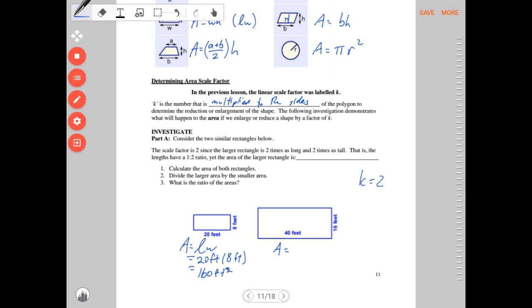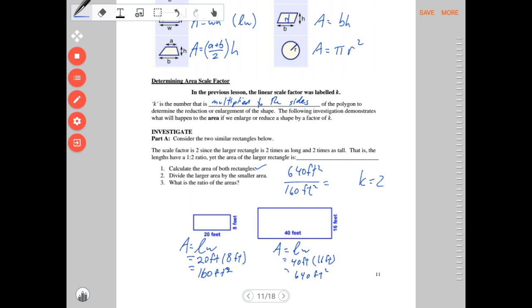For the longer or bigger rectangle, area again is length times width. So the length this time is 40 feet times 16 feet. And when we multiply those together, we get 640 square feet. So good. We've got the area of both rectangles. Now we want to divide the larger area by the smaller area. That seems easy enough. So we'll go 640 square feet divided by 160 square feet.